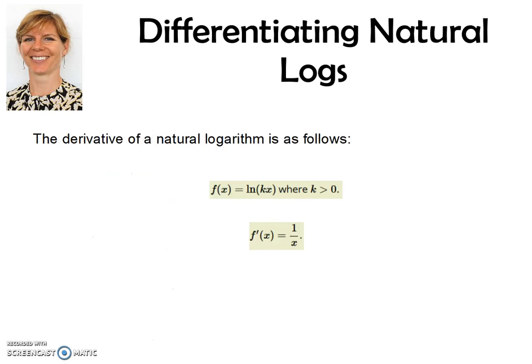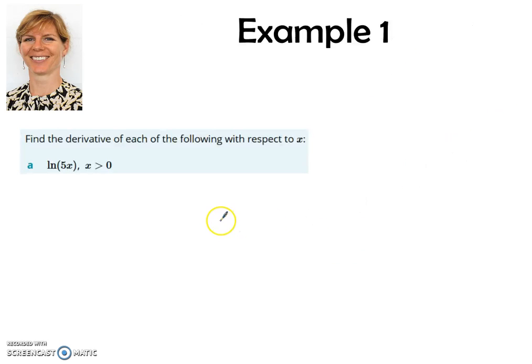Okay, so in general, we say that if your function is ln of kx, where k is greater than 0, then the derivative is just 1 on x. So this k kind of drops out of circulation. We don't need it. It doesn't affect the derivative. Alright, so let's have a very quick look.